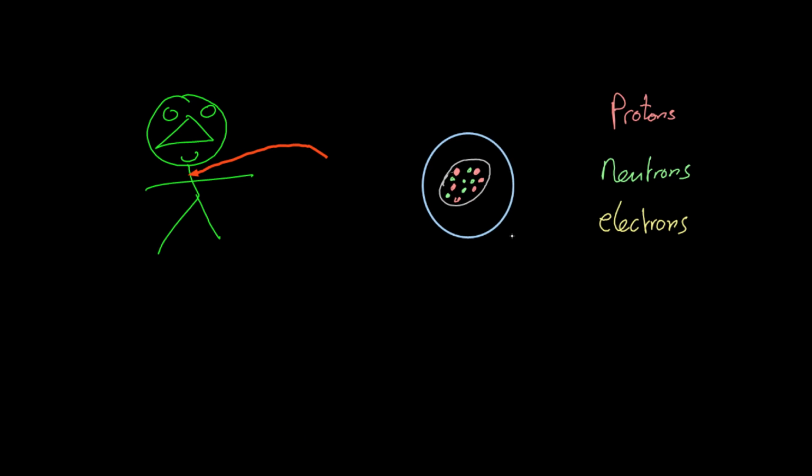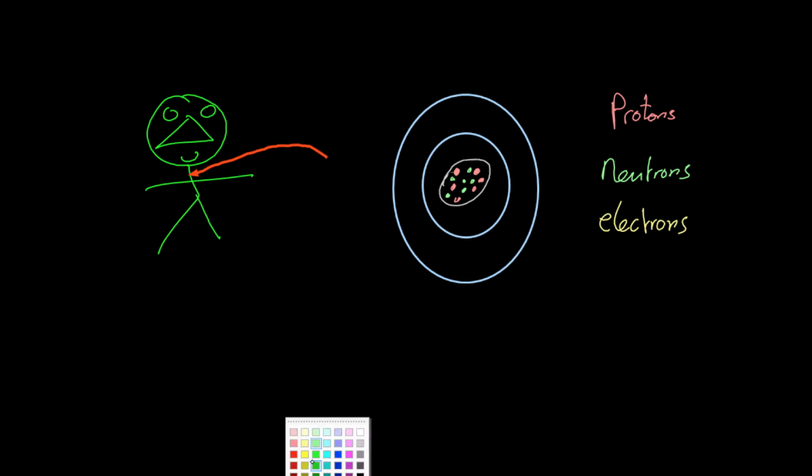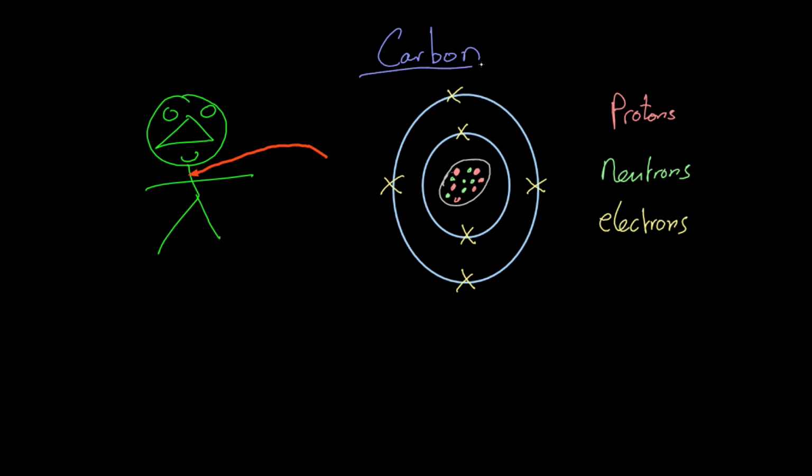And so let's just draw the electrons outside. The electrons buzz around the nucleus. So we're going to have 6 electrons, equal to the number of protons. I'm going to draw them as crosses. 1, 2, and then 3, 4, 5, 6. And this is a carbon atom. So this is carbon.